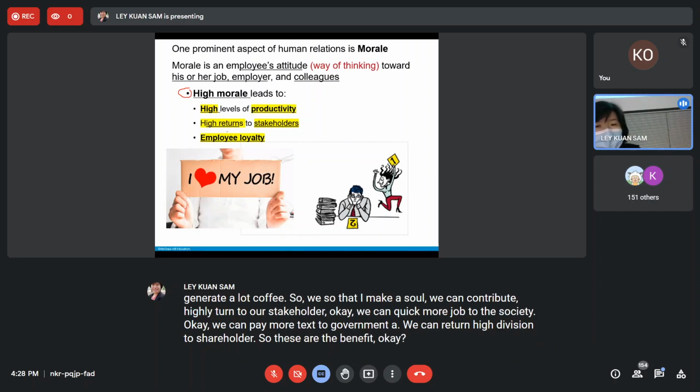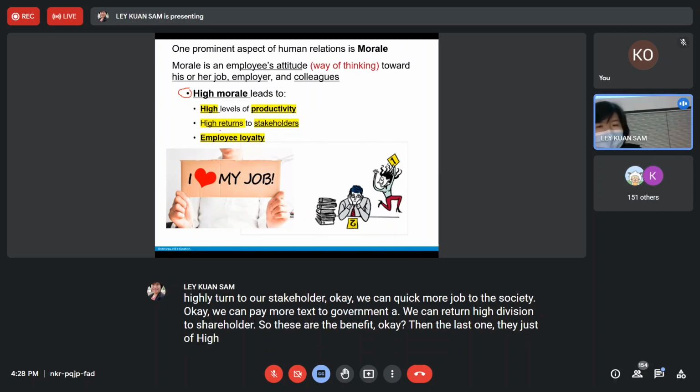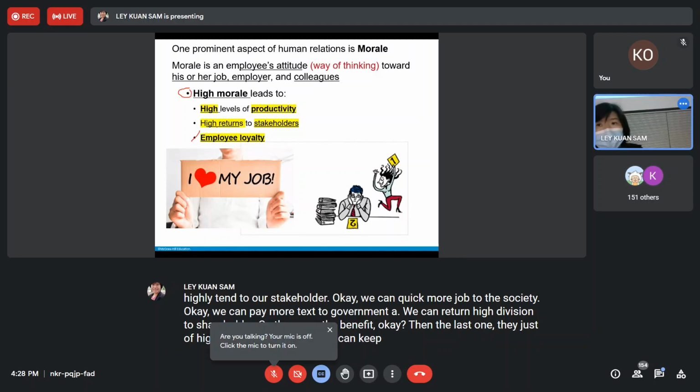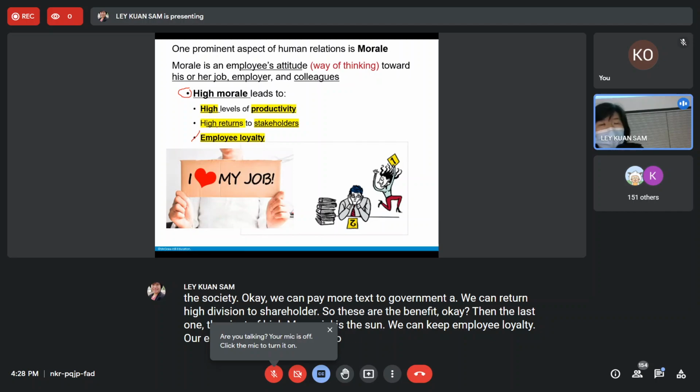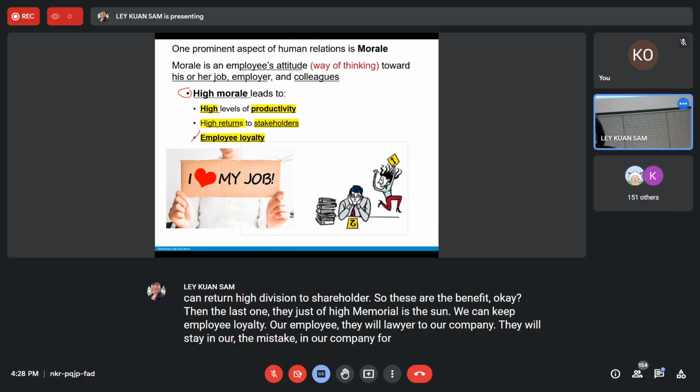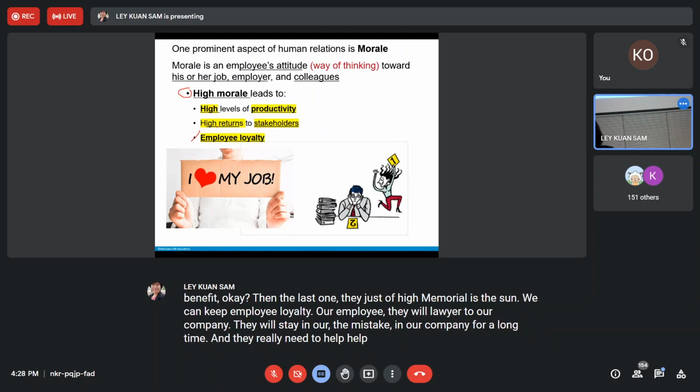Then the last advantage of high morale is this one: we can keep employee loyalty. Our employees will be loyal to our company. They will stay in our company for a long time, and they are willing to help us.